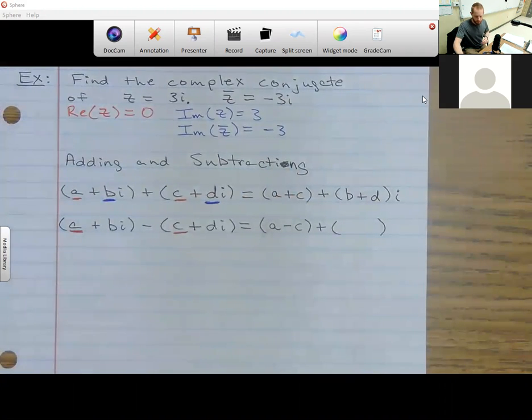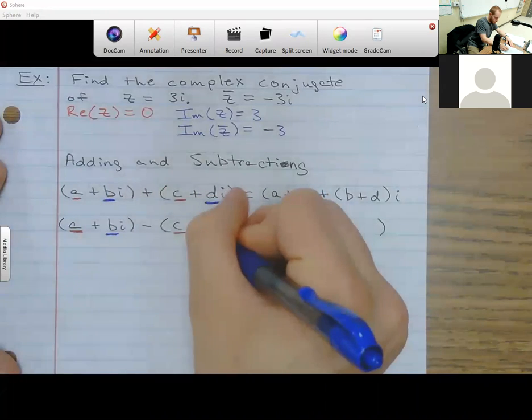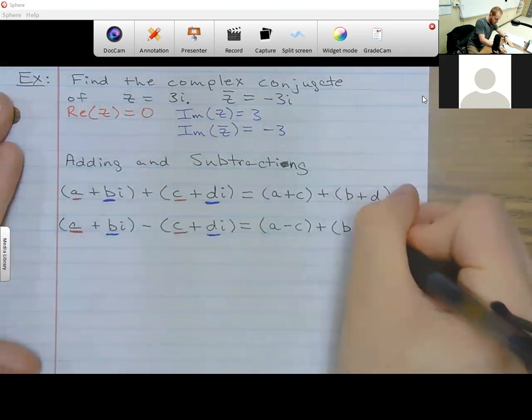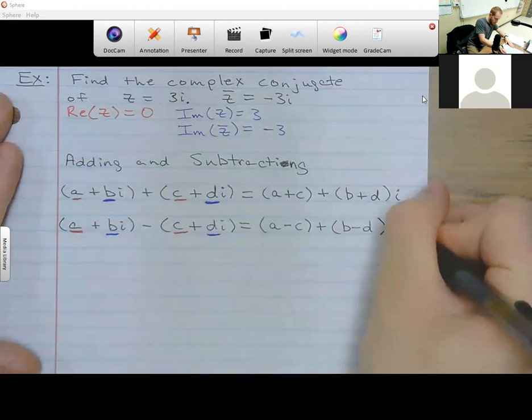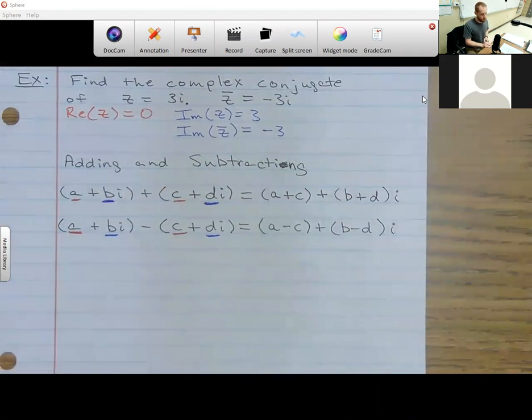And then what would happen over here? The imaginary parts would go together, right? So let me underline those in blue. b and d. So it would be b minus d. And then I put my i on the outside. Okay? So we got adding, we got subtracting.